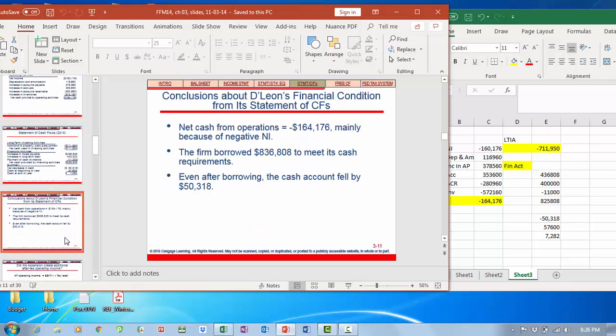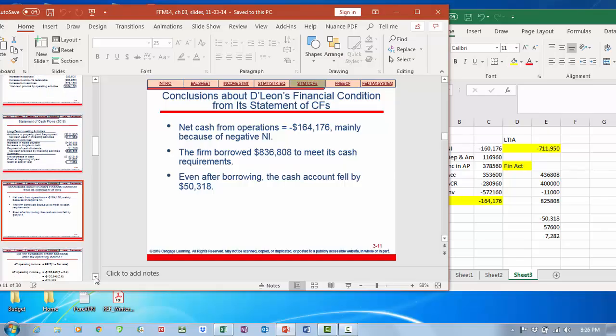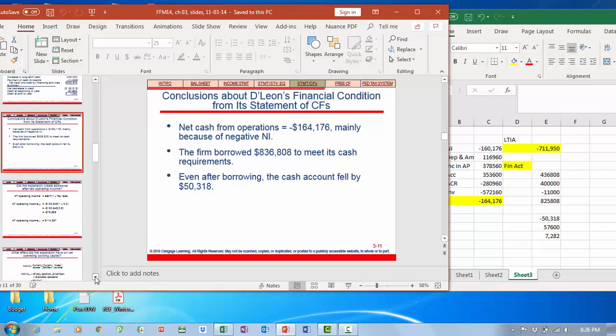So conclusion from De Leon's financial condition from its statements of cash flow. Net cash from operations is negative 164,176, mainly because of negative net income. The firm borrowed heavily, in the amount of 836,808. That means the short-term and long-term loans to meet its cash requirements. Even after the borrowing, the cash fell by 50,318 that we calculated. That left us only with a net cash balance of 7,282.